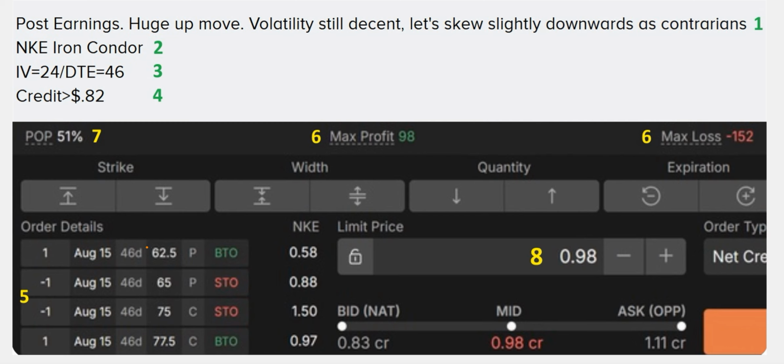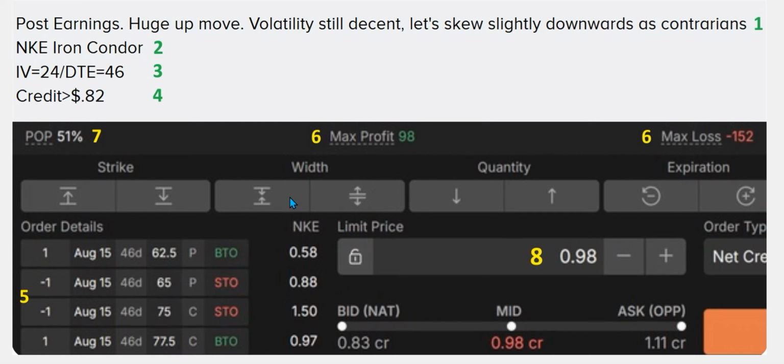The next one over is going to be the actual strike prices. So we'd be buying the 62.5, we'd be selling the 65. Over here, P's and C's equate to puts and calls. So we are buying the 62.5 put, selling the 65 put. If we go down to the next part, we are selling the 75 call, we are buying the 77.5 call. So that's what that means. That's 5, the very specific details of the trade itself.